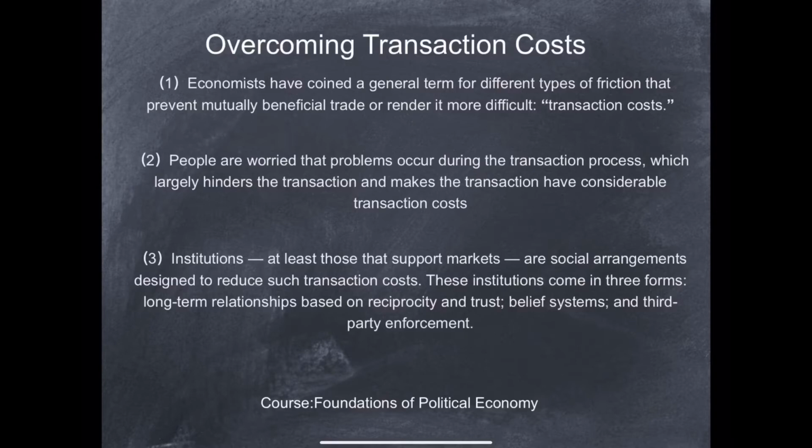Let's go for part 4, overcoming transaction cost. I've got 3 points here. First, we should know what the transaction cost is.